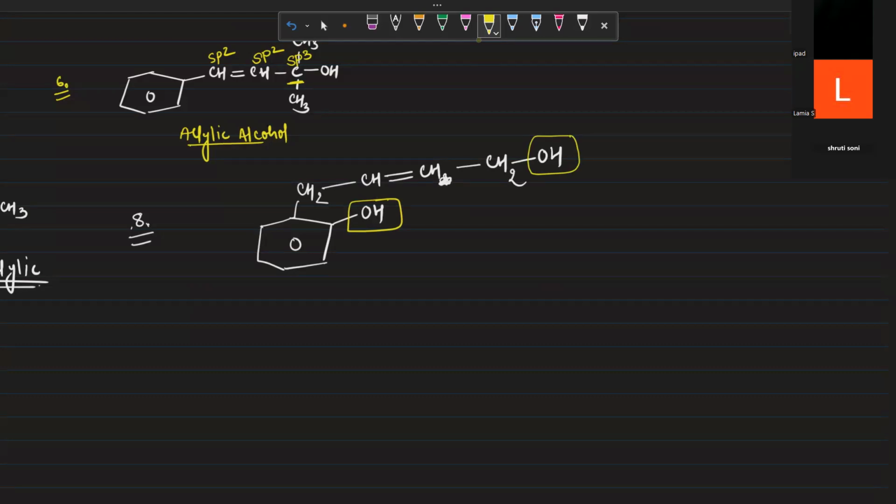Firstly, let's suppose this OH group. Here are the double bonds in the ring, and the OH group is attached to the double bond directly. So tell me, what sort of alcohol is it? A dihydride? Is it allylic or vinylic? Oh, sorry. I thought you were asking about the OH group itself.